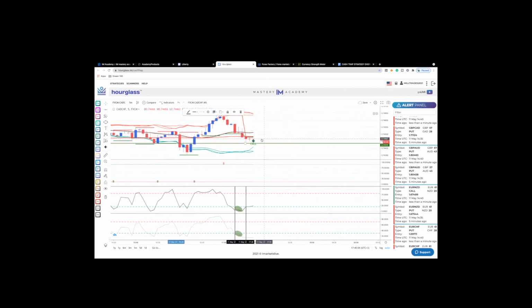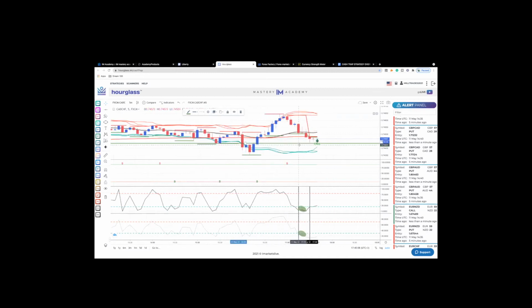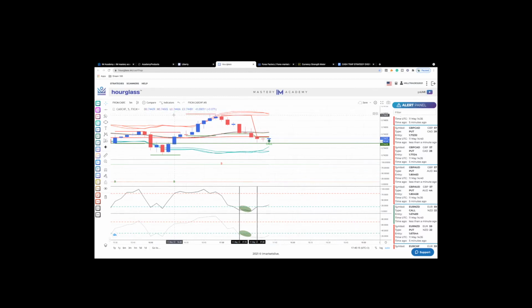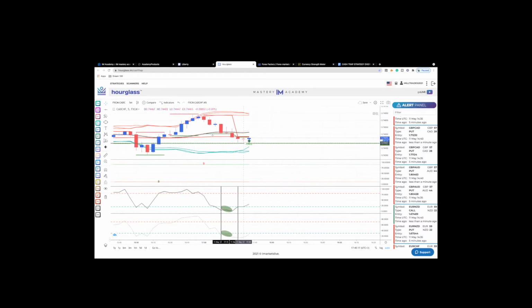So in a sense, you would want to wait for the cross up like it's doing now. It's bouncing off support on Hourglass, and you most likely could take this for an uptrend before it comes down again. And there it goes, the cross up. Oh my gosh, another perfect example again.